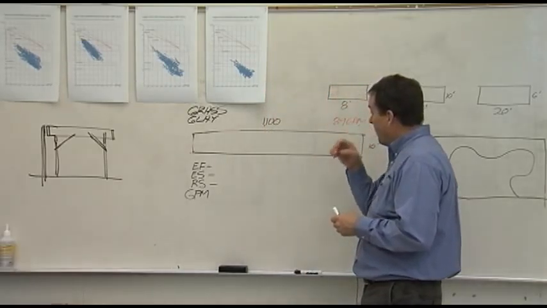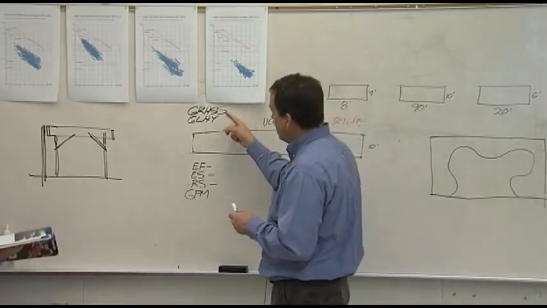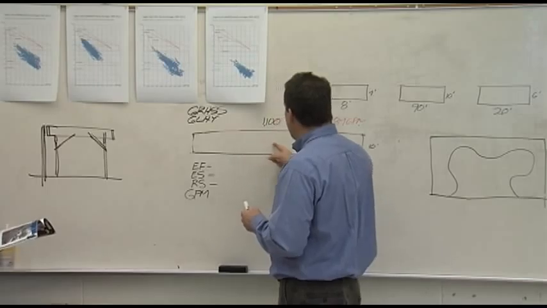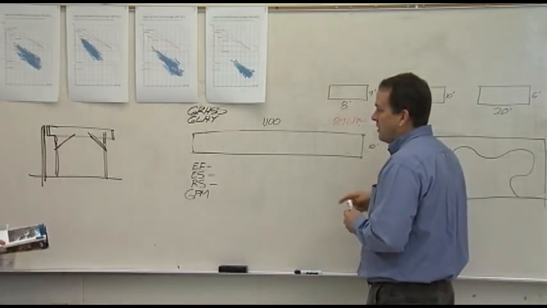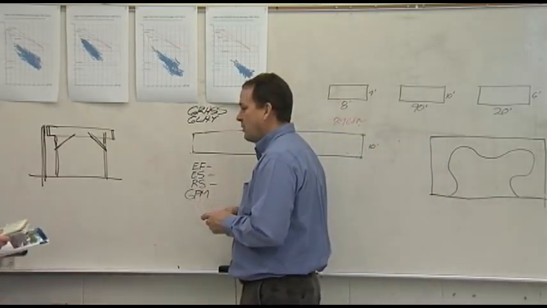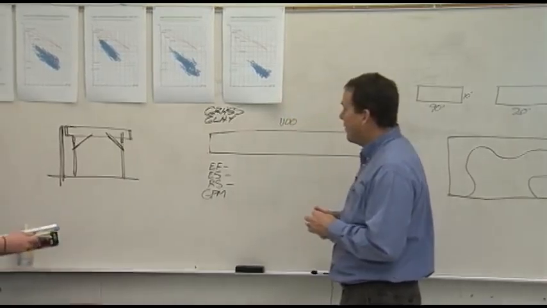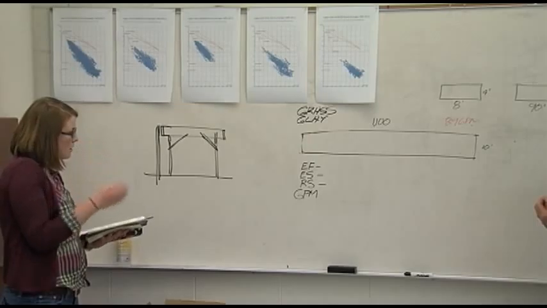So now what we've done is it's the exact same one. We're going to go grass in clay soil. It's now 1,100 feet long, and it's 10 feet wide. So I kind of helped you out here on figuring out which ones we need to do. We need to figure out our emitter flow rate first. So what emitter flow rate are we going to choose?